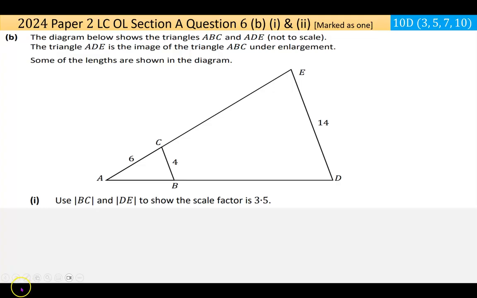Now part B, parts 1 and 2 are marked together, and they're worth 10 marks.